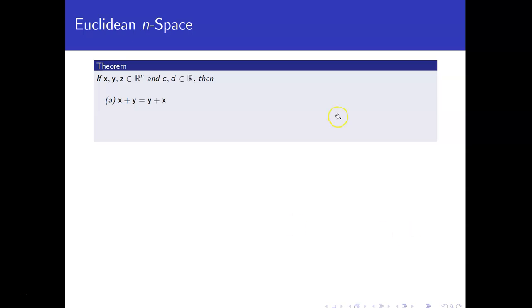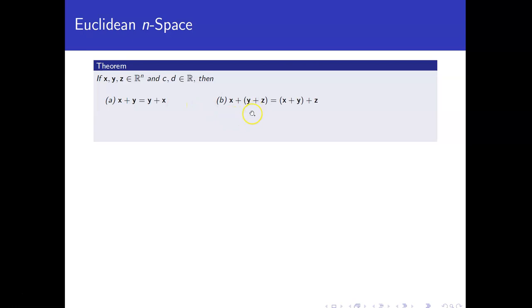So if we have vectors in Rn, so we've got x, y, and z representing vectors in Rn. C and D are just representing regular old real numbers. Those are our scalars. So we've got three vectors and two scalars here. Then the first property we have is that vector addition is commutative. The order doesn't matter when we add.